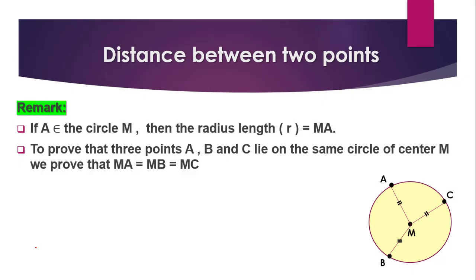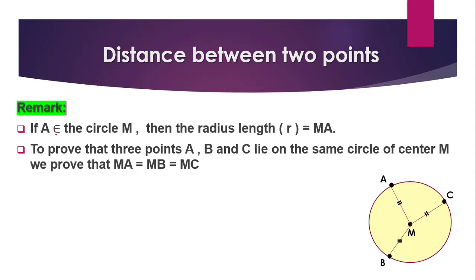Okay, here we also have another proof. If you have a circle and A belongs to the circle M, then the radius R equals MA. Here, for example, this is a circle. The center of the circle is M. If A belongs to this circle, it means that MA is the radius. Also MC, also MB, because any point belonging to the circle is equidistant from the center, which is M.